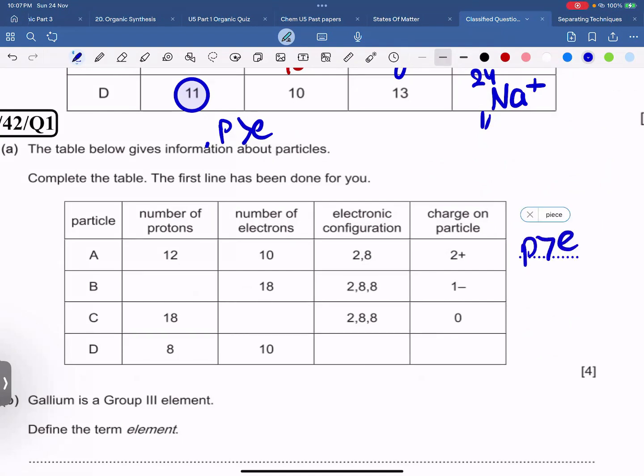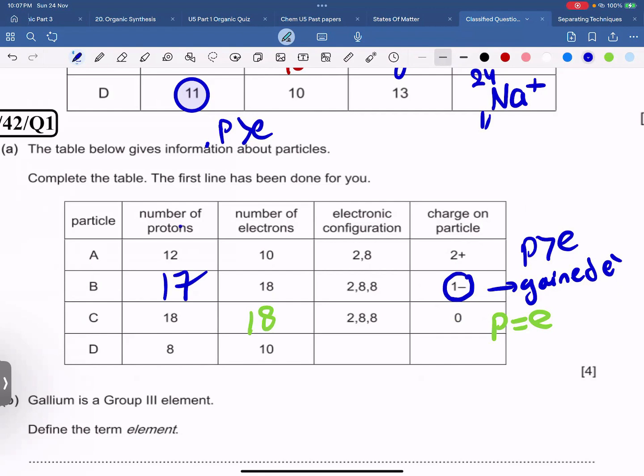And the number of protons, we don't know, electrons 18, electronic configuration 2, 8, 8, charge minus 1 means gained 1 electron. So number of protons is 17, because after gaining an electron, the number of electrons will be 18. And then for charge of particle C, 0 means protons equal electrons. So number of electrons 18.